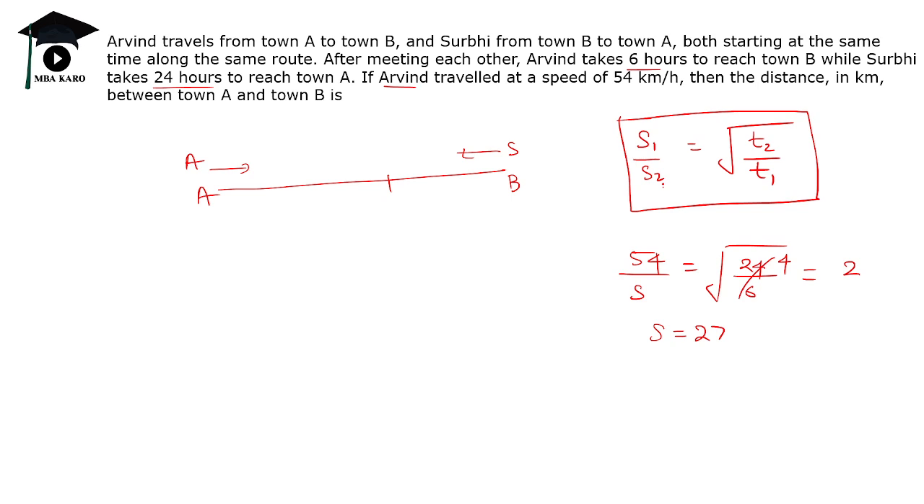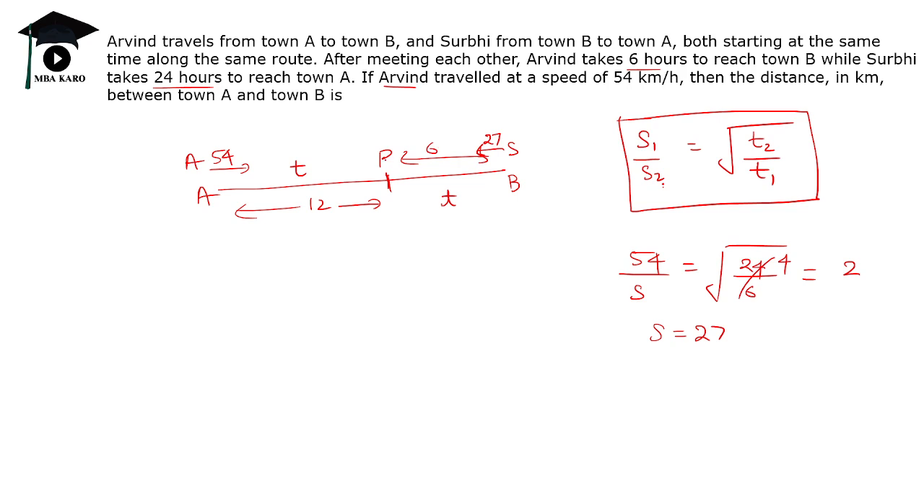Okay. Now we are given that Arvind takes 6 hours to reach town B after meeting at this point, right? So let's say they meet at point P. So from here till here, we do not know the time. Suppose the meeting time is T hours for both of them, right? Now in this duration, Arvind is going at the rate of 54 and Surbhi is going at the rate of 27. Okay. Now from here till here, Surbhi takes 24 hours and Arvind takes 6 hours.